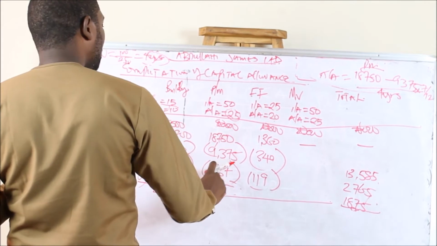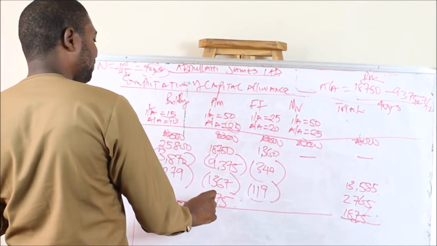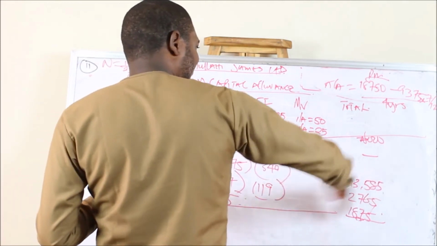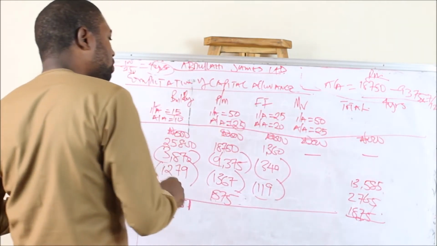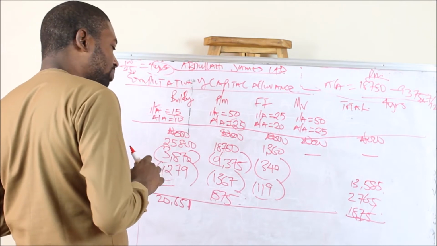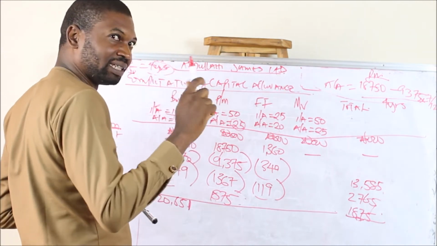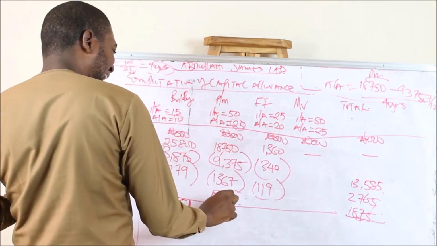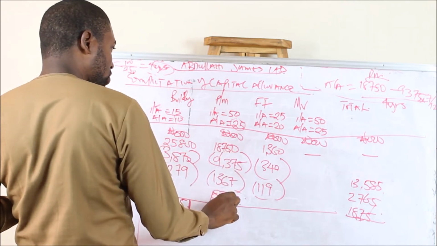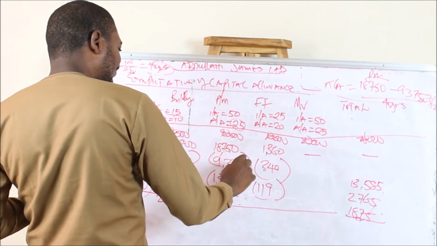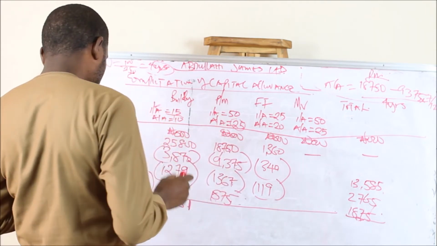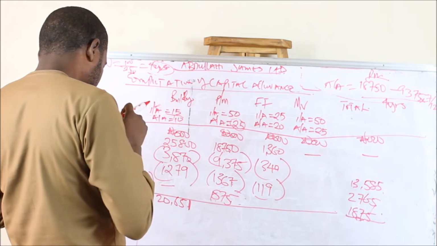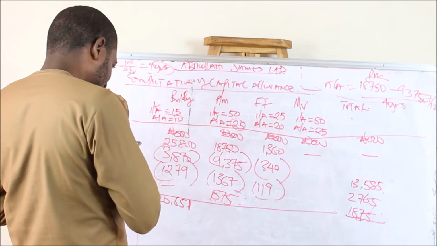Please don't go and remove investment allowance from cost. We don't do that. Investment allowance is just added to the total. You don't deduct investment allowance from the cost of the asset to determine the tax written down value. You only add this and this, then minus from here. So we are going to minus only two items from the cost to determine our tax written down value.